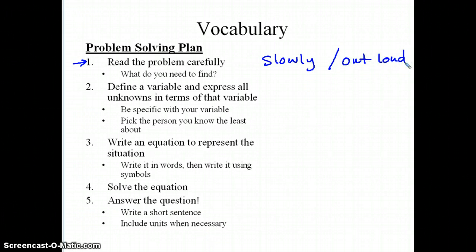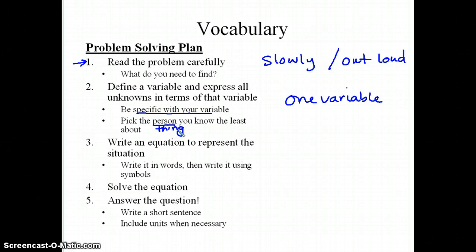My second step is I will define a variable and express all unknowns in terms of that variable. Currently, we will be only using one variable. And when we define it, we will be very specific, just as I showed on the last slide. And we will either pick a person or the thing that we know the least about.